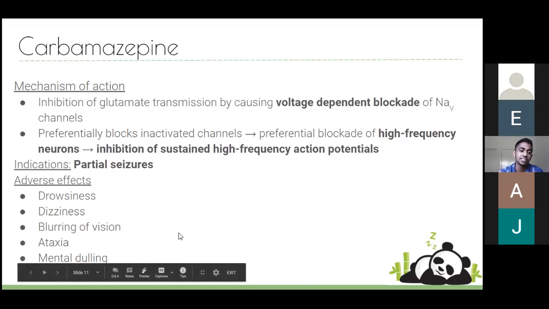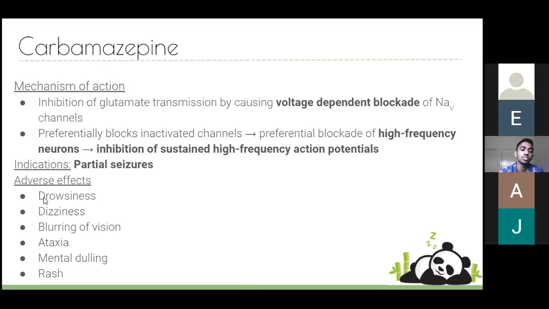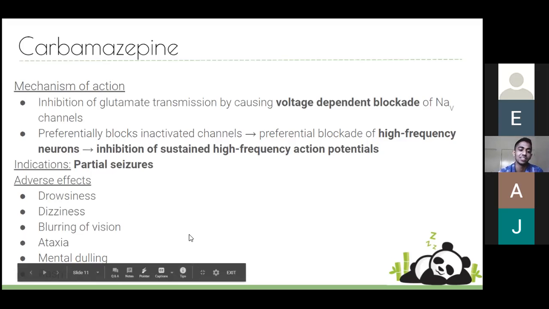There's a bunch of different side effects, but the main one I would say to focus on is probably drowsiness. Because if you imagine you're inhibiting a bunch of your neurons, you're just going to have lower amounts of stimulation in your body in general, and you're just going to feel drowsy. So that's probably the big one to know there. The rest are kind of just, if you have time, if you want to learn more stuff.